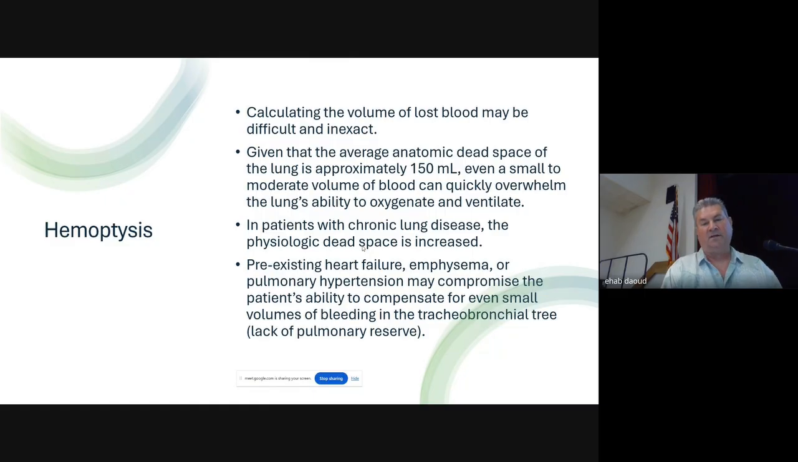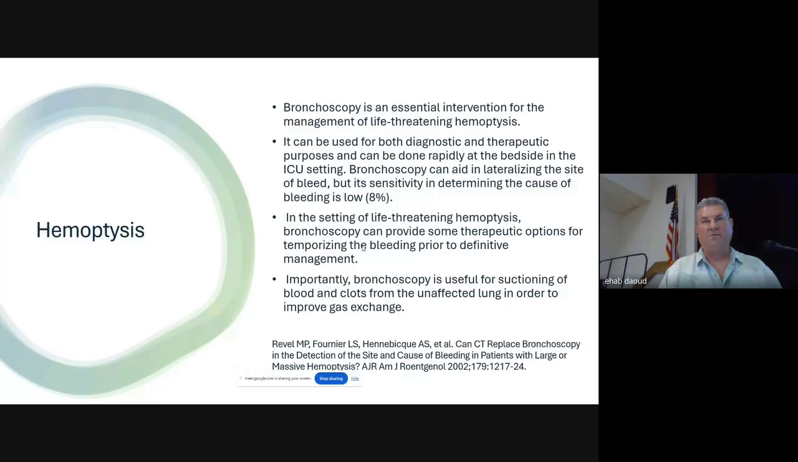So again, it's hard to calculate the amount that they are actually losing. But they can quickly, especially if it's a patient with bad emphysema or COPD, they have little reserve to tolerate a lot of blood in the airway. You start clotting off a lobe or getting atelectasis, and they're going to be in a lot of trouble. So you have to have respect for those who have underlying heart disease or lung disease when they're in this situation. And so bronchoscope, I think it's helpful in determining where the blood is coming from.